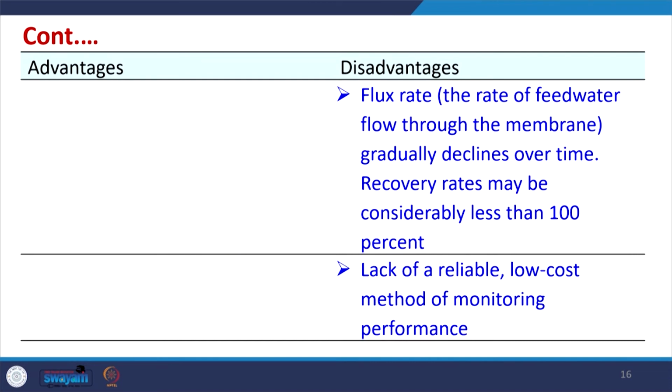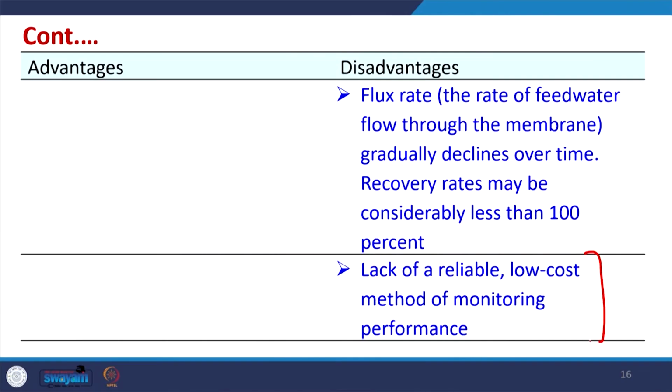Now, another disadvantage is that the flux rate, the rate of feed water that flows through the membrane, declines gradually with time. That happens because cake formation starts occurring on the membrane itself, and that cake will also offer resistance to the flow of the water, and so because of that there will always be a gradual decline in the flux.